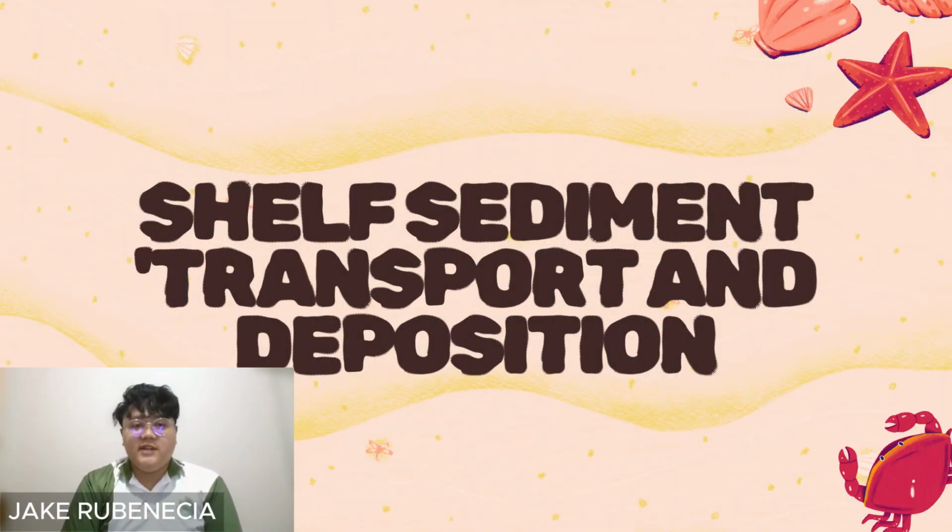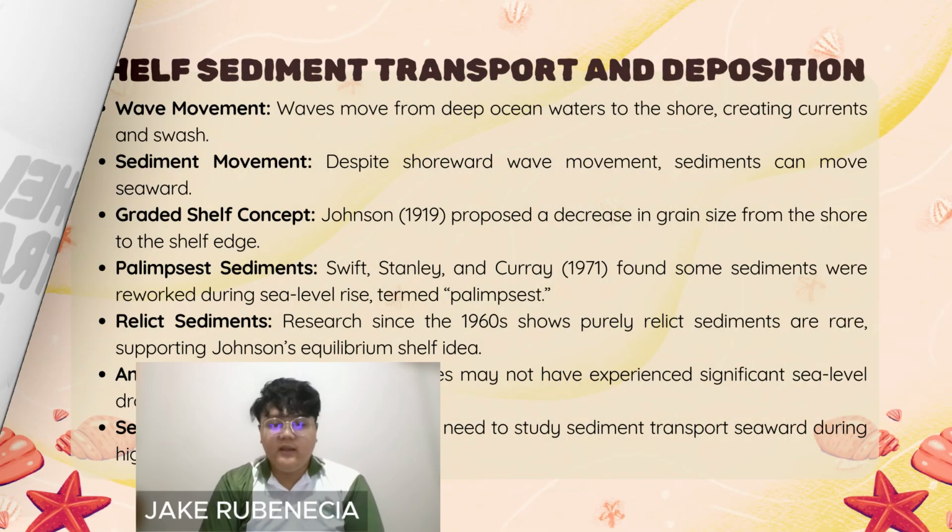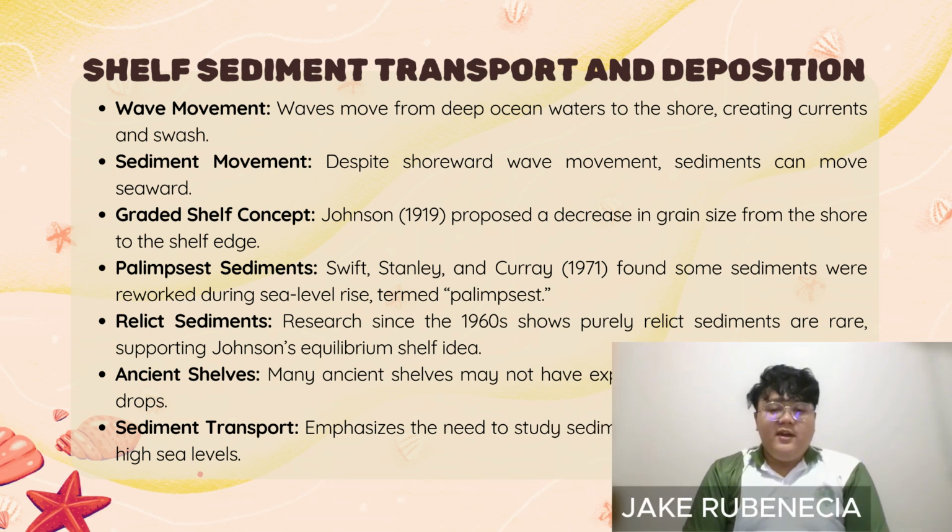Hello, I'm Rubenecia, and I will be discussing shelf sediment transport and deposition. So here, we have 8 bulleted sentences. First, we have wave movement, which means waves move from deep ocean waters to the shore, creating currents and swash.